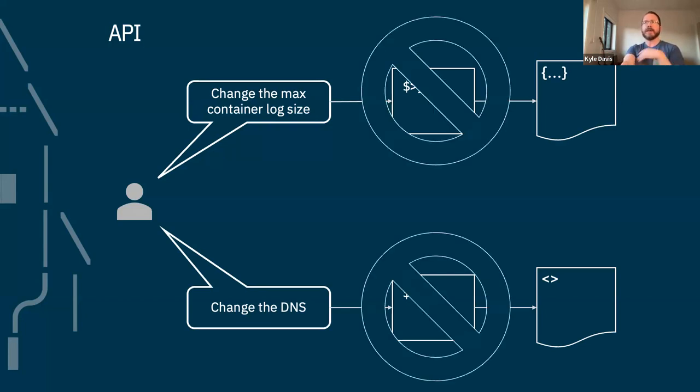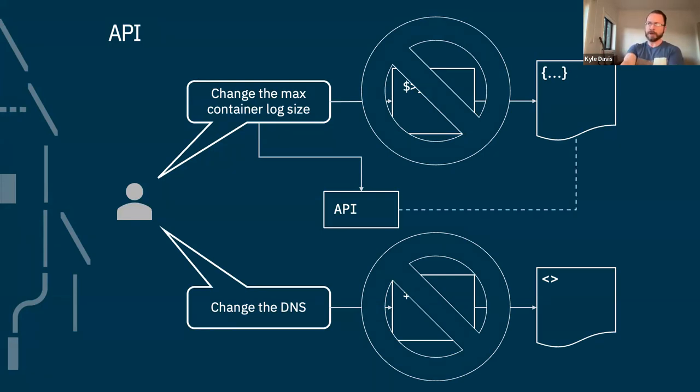Bottle Rocket eliminates all that. Of course, we don't have any SSH server or any way to log directly into the host. So we provide an abstraction layer there through an API. So you would, as a user wanting to administer it, make a change through the API client built into the control container.